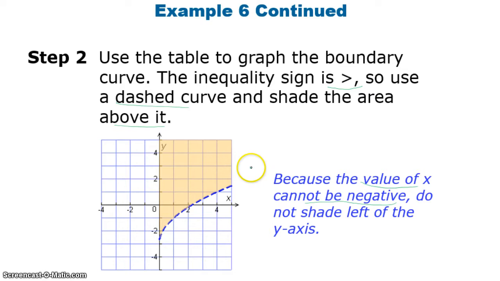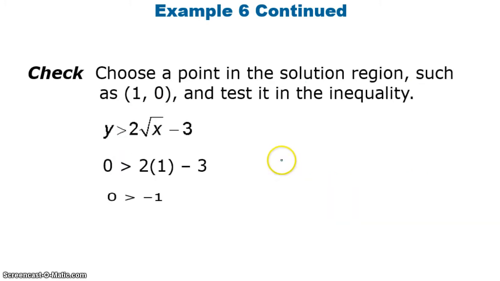And as always, you want to check a point to make sure. So you pick a point up here in the shaded area and put it in your inequality to make sure it works. So if we chose 0, 1 and we subbed that in, of course, why did we use a 1 here? Because it's a perfect square, right? So the square root of 1 is 1 times our 2 minus 3 is a negative 1, and we see that that checks. Let's do another one.